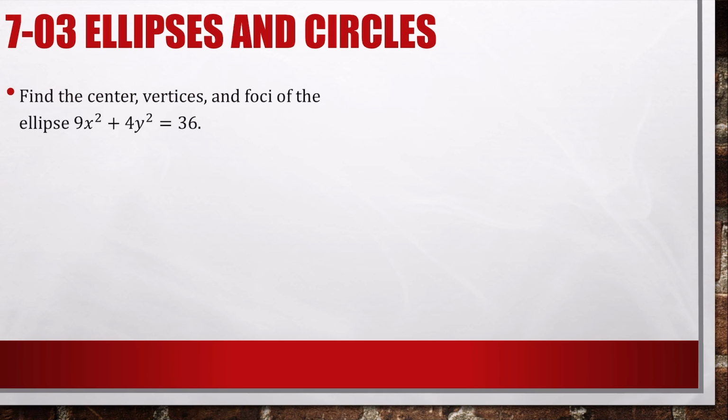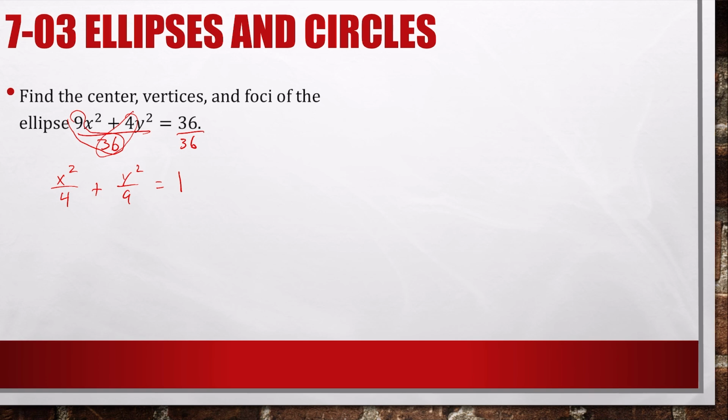Here's the equation for an ellipse. Let's find the center, vertices, and foci. Now this is not standard because it doesn't equal 1. So let's divide by 36 so we can make it equal 1. So 9 over 36 is 1/4. So I can make it x squared over 4. 4 over 36 is 1/9. So make it y squared over 9 equals 1.